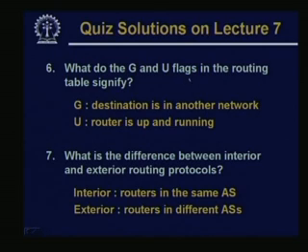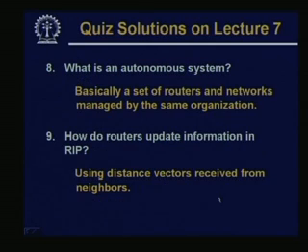G and U flags, what do they signify? G means the destination is in another network, U means the router is currently up and running. Difference between interior and exterior routing protocols, we have told this many times. For interior protocols, routers are in the same autonomous system; for exterior, they are in different autonomous systems. What is an autonomous system? It is a set of routers and networks which are managed by the same organization. How do routers update information in RIP? They use distance vector routing. By using the distance vector received from the neighbors, they update their tables.